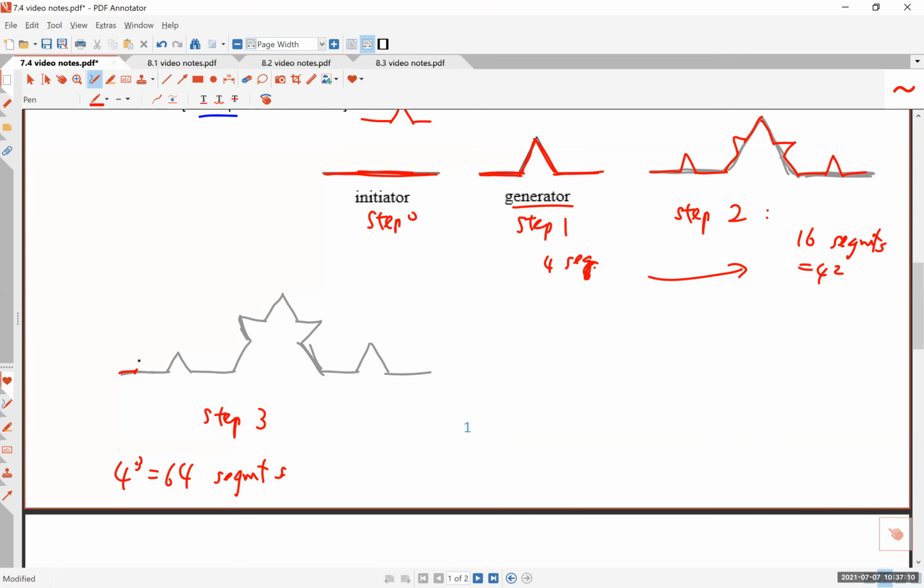This line segment is going to grow its own speed bump. The same thing here, same thing here, same thing here. So every time you have this straight line segment, each of these will be growing a speed bump.